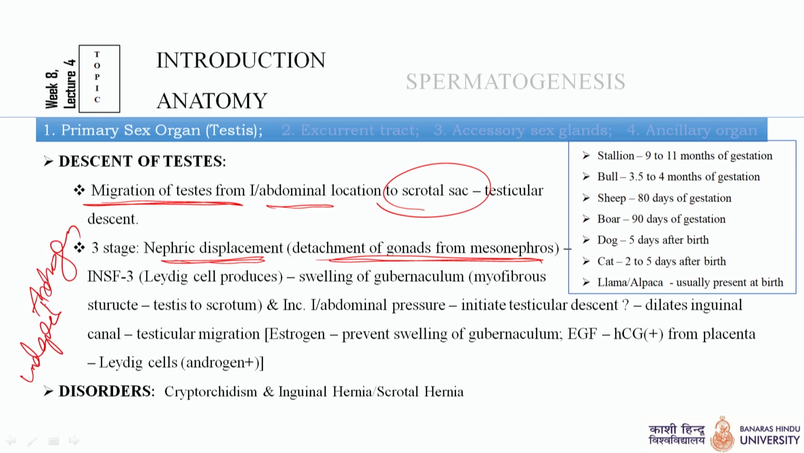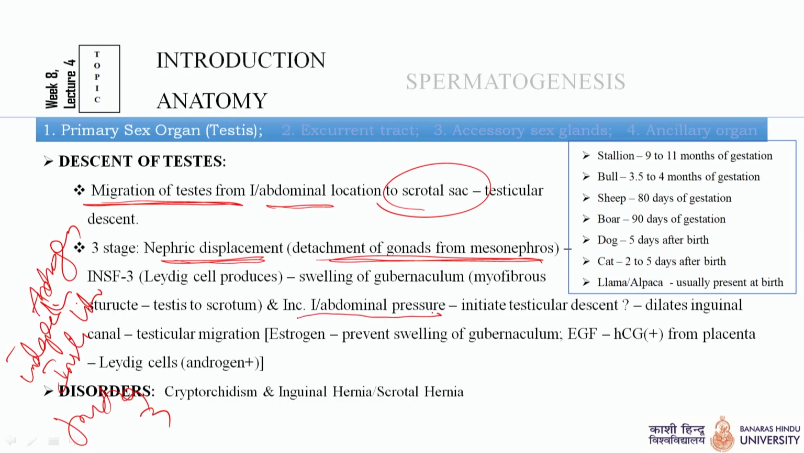independent insulin-like factor 3. Okay, so that is INSL3. So Leydig cells produce androgen-independent insulin-like factor 3, and this INSL3 causes the swelling of the gubernaculum. So the gubernaculum is nothing but a myofibrous structure, present from the testis to the scrotum, where the swelling of the gubernaculum will take place, and that initiates the testicular descent.